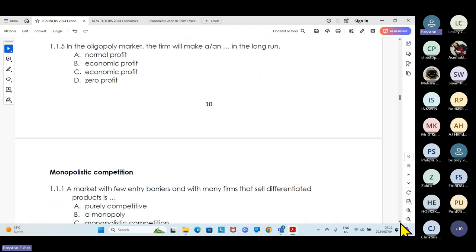1.1.5. Then in the oligopoly market, the firm will make what in the long run? A is normal profit. B is economic profit. C is also economic profit. So that's most probably an error. And then D is zero profit. Let us look at what your answers are.